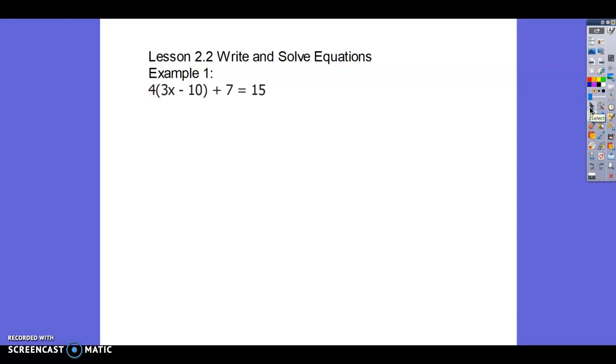Hey guys, we're still looking at lesson 2.2, write and solve equations. For this part, we're just going to look at solving equations and checking your answers. So example 1, we are still using distributive properties.